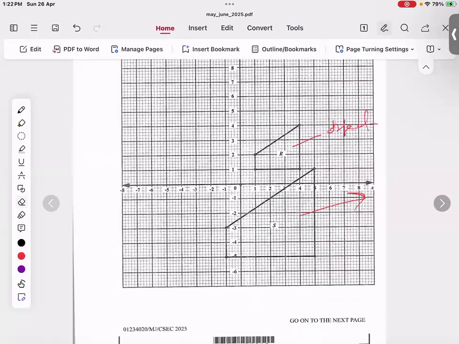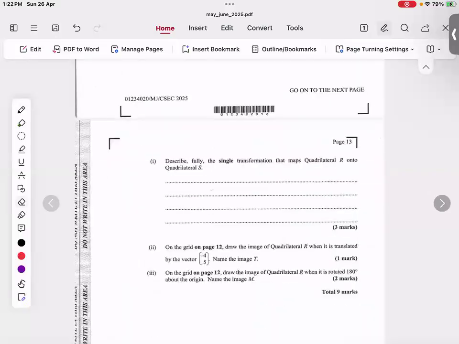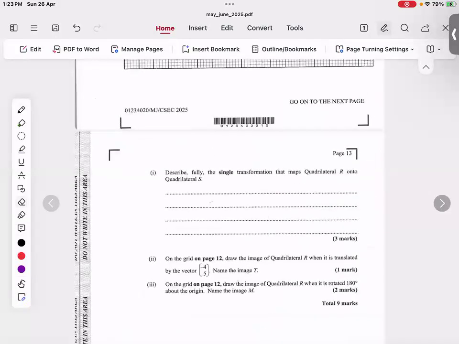Now let's look at how many marks it's worth. The question says: describe fully the single transformation that maps R onto S. So do you think that just telling them it is an enlargement is what's going to get you your marks? Let's be honest with ourselves. You don't think so, right? There's more needed. So we know that one, it's an enlargement, but we need two other things.